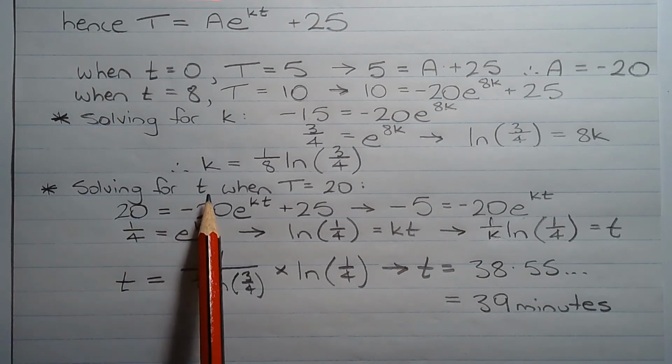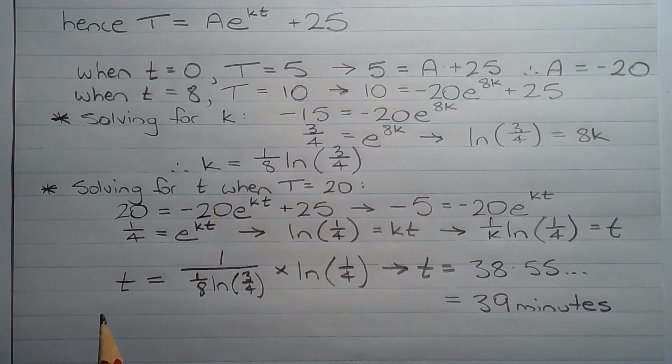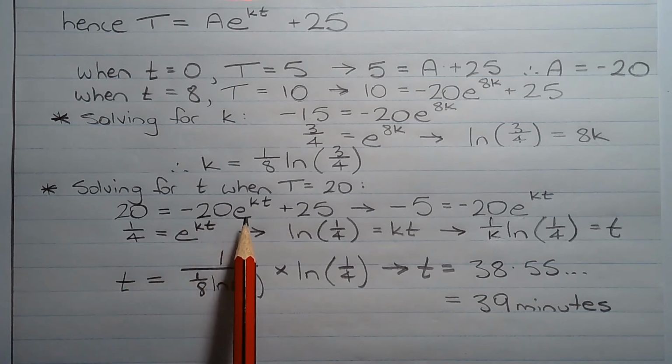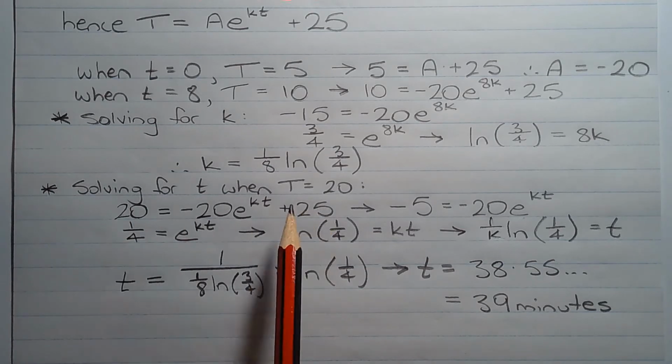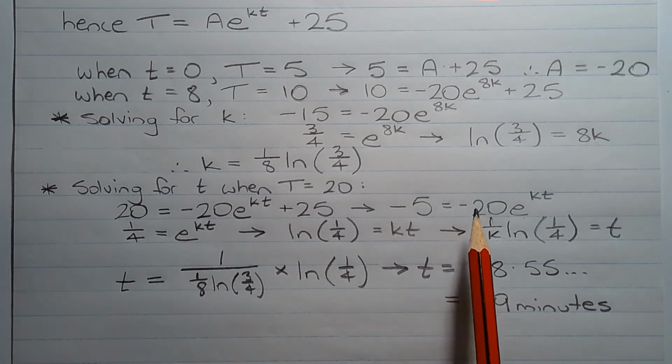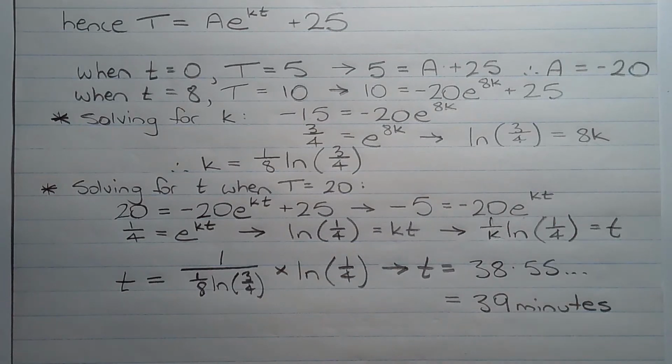Now solving for t, when T is equal to 20, 20 is equal to negative 20 e to the power of kt plus 25. Subtracting 25 from both sides, we get negative 5 is equal to negative 20 multiplied by e to the power of kt. Dividing both sides by negative 20, we get 1/4 is equal to e to the power of kt. Taking the natural logarithm of both sides, we get ln of 1/4 is equal to kt. Dividing both sides of the equation by k, we get 1 over k multiplied by ln of 1/4 is equal to t.